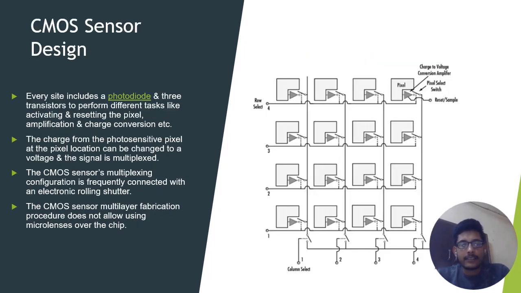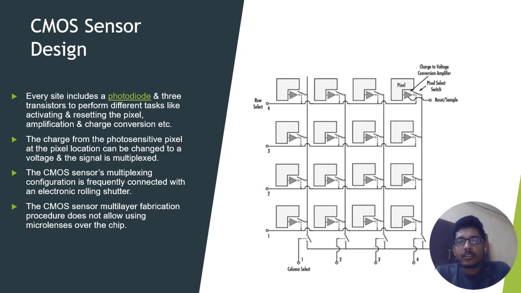So here is the CMOS sensor design. As you can see on the screen, every site includes a photodiode and three transistors to perform different tasks like activating and resetting the pixel, amplification and charge conversion. Also, the multiplexing or selection of the charge from the photosensitive pixel at the pixel location can be changed to a voltage, and the signal is multiplexed through columns, and then through rows in the column, and it is received by the digital to analog converter. The CMOS sensor multiplexing configuration is frequently connected with the electronic rolling shutter.